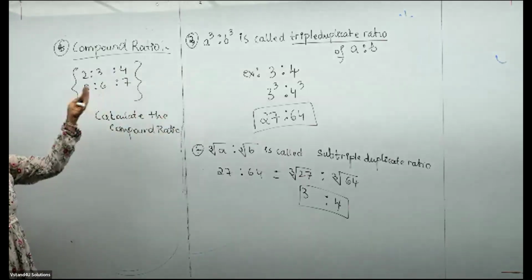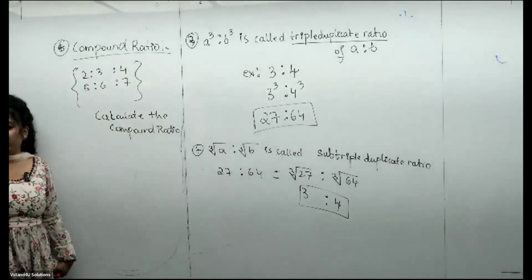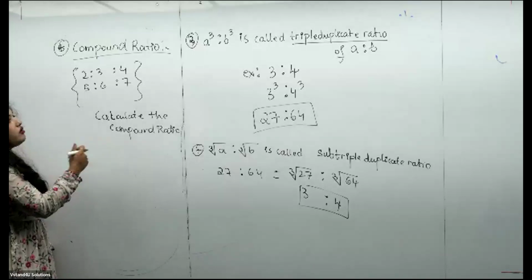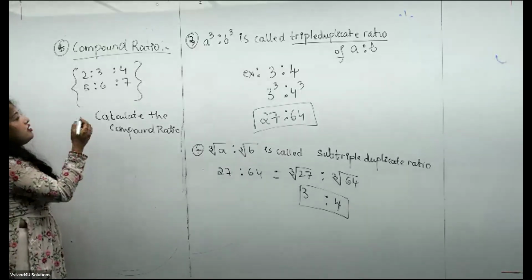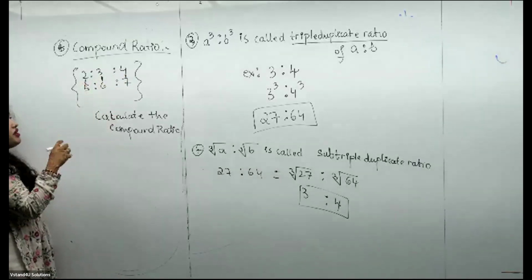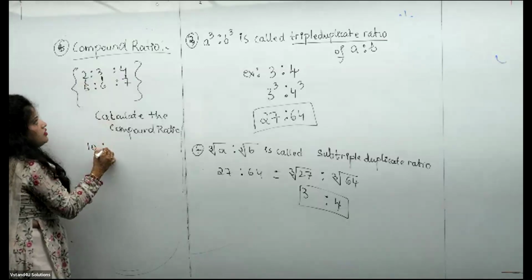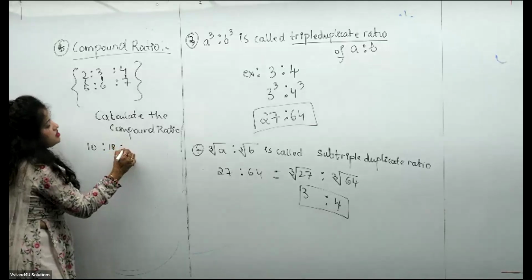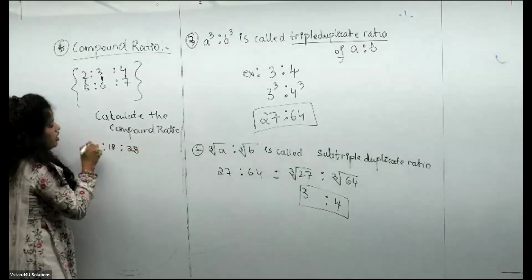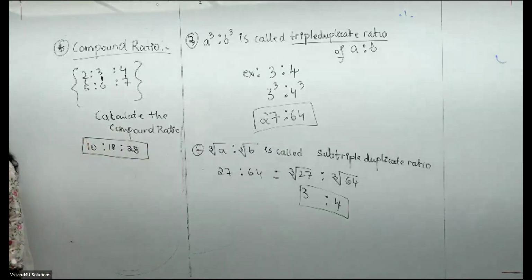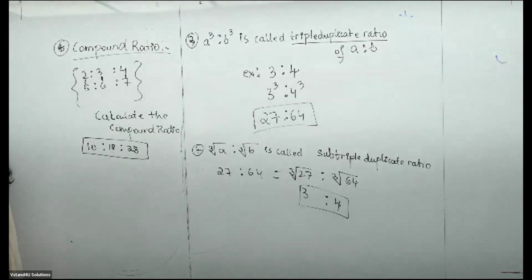Okay, ma'am. For those, you had something like a square, b square, a cube, b cube, and for the previous one also you had some formula. How to calculate for this? It is nothing but whichever ratio is matching, just multiply those. 2 5s are 10, 3 6s are 18, 4 7s are 28. So what is the compound ratio for those two? 10:18:28. Clear?